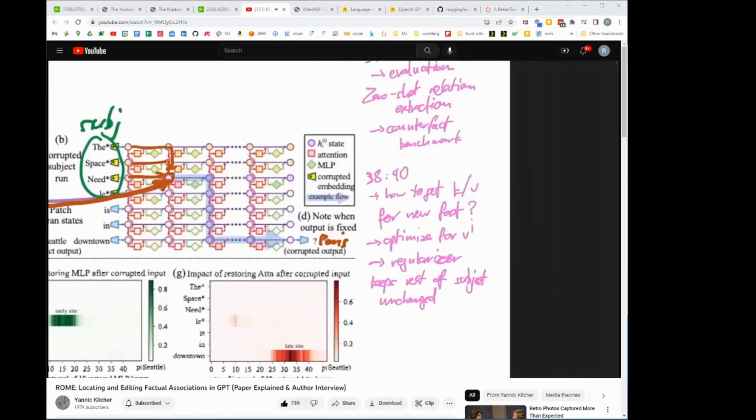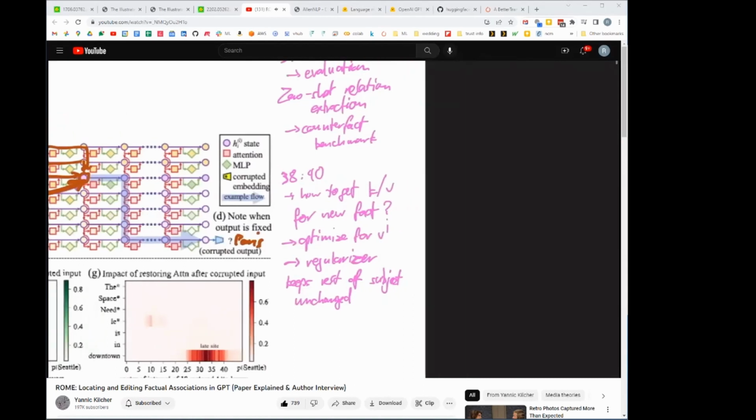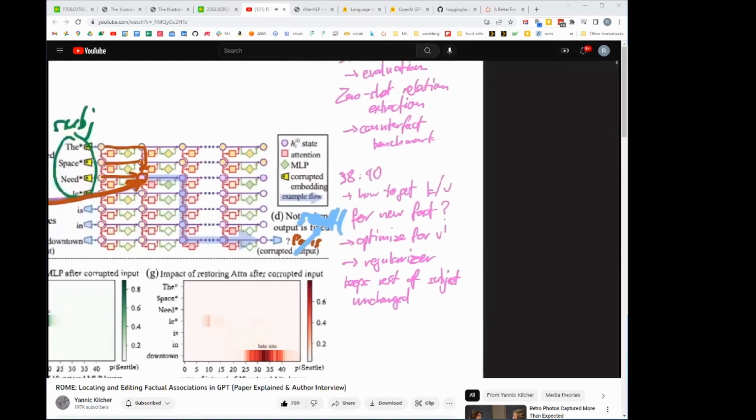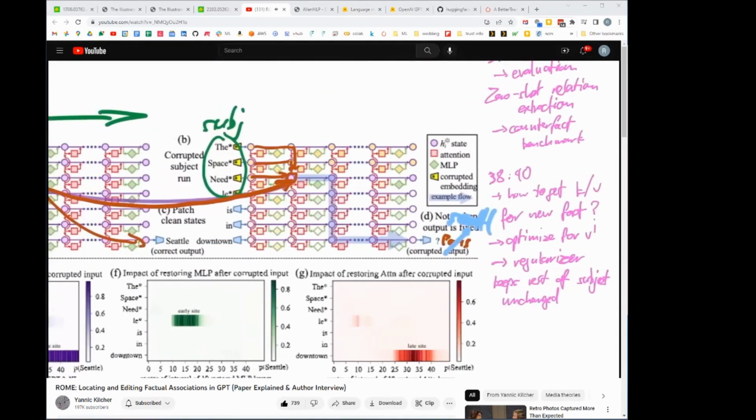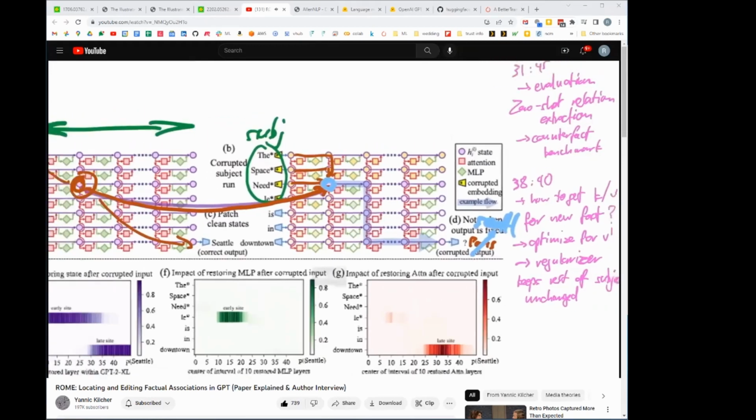However, if copying over that hidden state from the clean signal actually changes the output back from Paris to Seattle, well, that is a fat marker. Oh, sorry about that. Those are my notes. If that actually changes it back, then we know, aha, this hidden state must be quite important for associating Space Needle to Seattle. And that's how we find out.